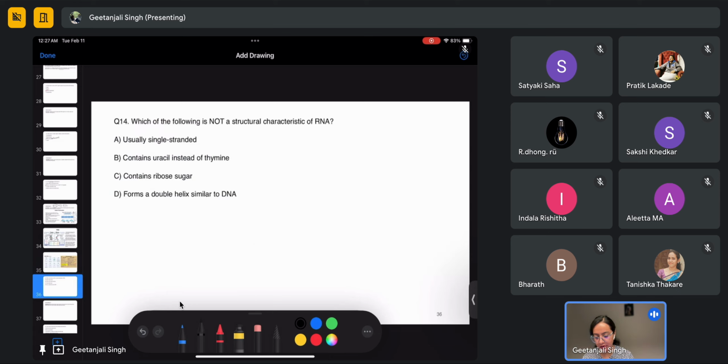Now let's see a question. Which of the following is not a structural characteristic of RNA? A. Usually single stranded. B. Contains uracil instead of thymine. C. Contains ribose sugar. D. Forms a double helix similar to DNA.